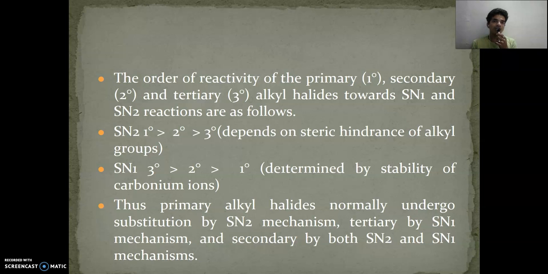It is depending upon the steric hindrance of the alkyl halide. So in case of SN2 reaction, reactivity is higher for primary than secondary than tertiary. It is opposite to the SN1 reaction. First of all, higher in a tertiary, then secondary and primary. It is determined by the stability of the carbocation, because stability is higher for tertiary than secondary and primary. Thus the primary alkyl halide normally undergoes the substitution by the SN2 mechanism, tertiary by the SN1 mechanism, and secondary by both SN2 and SN1 mechanism.